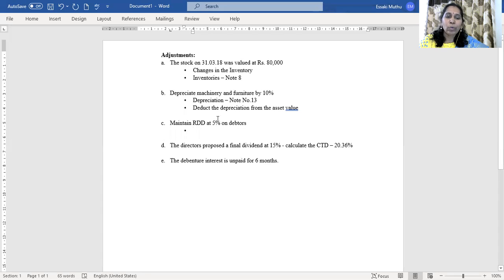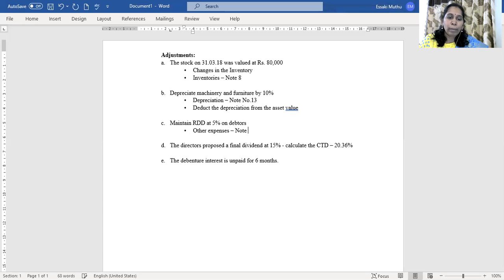First, you should calculate what percentage is given. For that, you take the debtors value, multiply by the given percentage, and you will get the reserve amount. So that much you have to reserve. There are two places it will affect: one is in the income statement, another one is in the balance sheet. First one is under note number 14, that is other expenses. You have to show the reserve for doubtful debts.